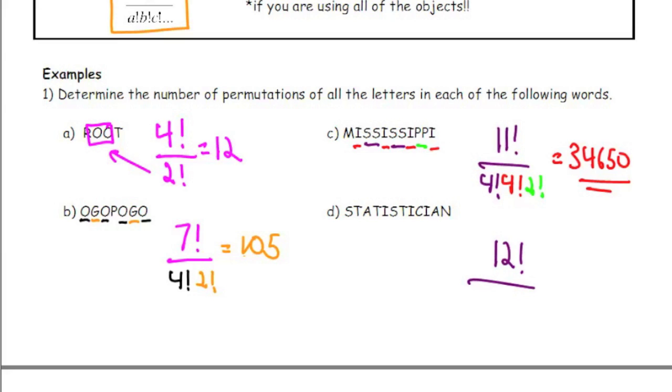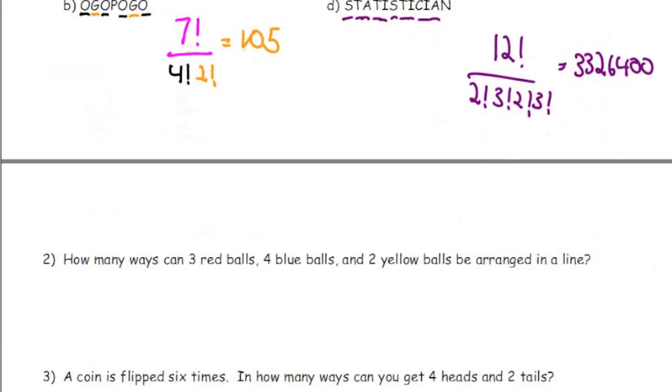Statistician, I won't belabor this any more than I have to. We see that there's 12 objects. Count up the different repeating letters. There's 2 S's, and there's 3 T's, and there are 2 A's, and there are 3 I's. And if you take all that into account, you're going to end up with a whopping number of 3,326,400. And voila! We are done.